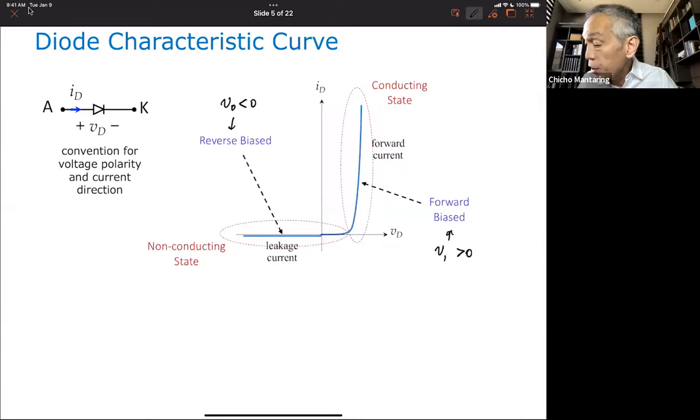So forward bias, V sub D is greater than 0, and reverse bias, V sub D is less than 0. Now, when we say conducting state, the criteria is different. In conducting state, we say I sub D is greater than 0. And in the non-conducting state, we say I sub D is approximately equal to 0. Okay, so those two are different. They should not be used interchangeably.